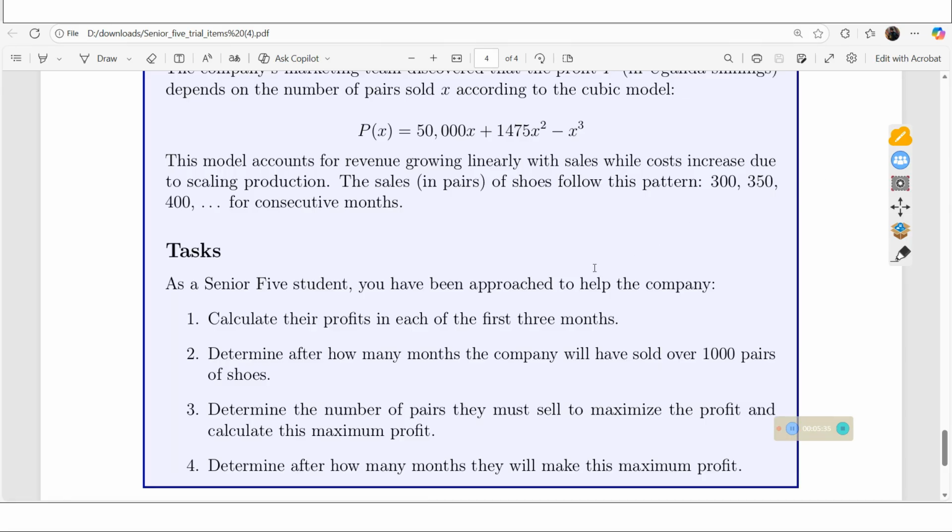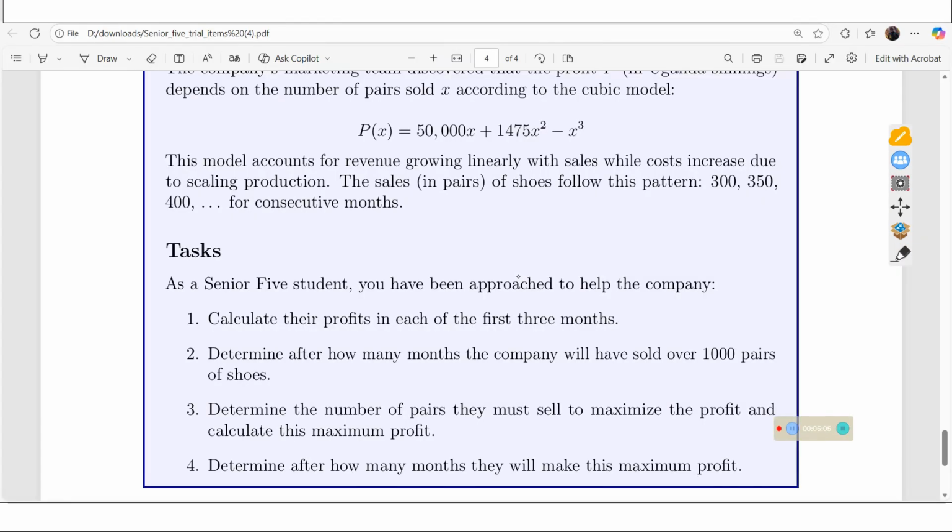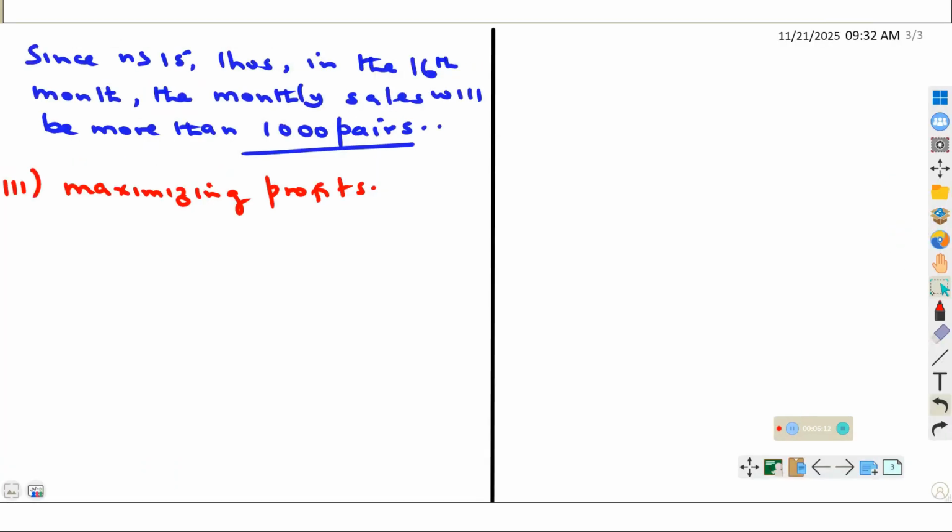So next we look at part 3. Determine the number of pairs they must sell to maximize the profit and calculate the maximum profit. So in part 3, we are looking at maximizing profits. Basically, we shall be using the idea of differentiation, since we are talking about maximization of profits, and we also need to calculate that maximum profit. So we shall be using the knowledge of our calculus.